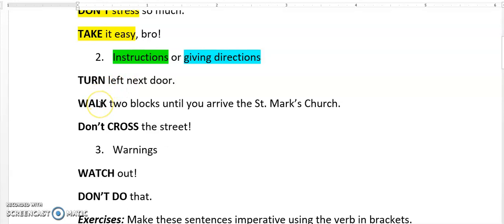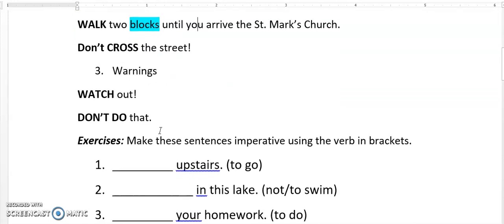So we are going to have another example. Walk 2 blocks. Camina 2 cuadras until you arrive at St. Mark's Church. Camina 2 cuadras hasta que tú llegues a la iglesia de San Marcos. Giving directions or instructions. And here we have don't cross the street. Okay. También es una forma de dar direcciones.